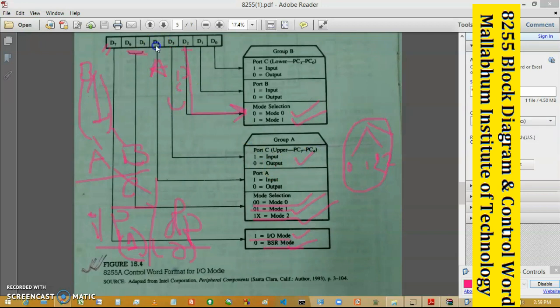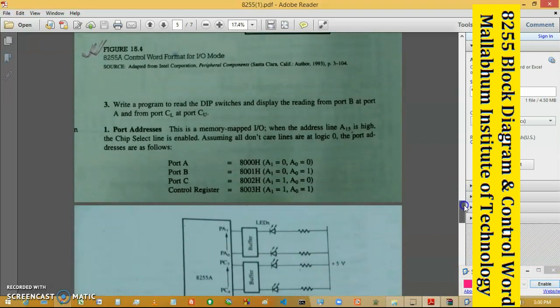So it decides the port A operation. Now if this bit is 1, then port A will operate as input port, and if it is 0, port A will operate as an output port, and the rest is true for all other ports. That means suppose this is port C, if it is 1, then port C upper will operate as an input port and 0 as an output port. The rest is true for PC lower and port B also. Okay, now we will understand very clearly with the next example.